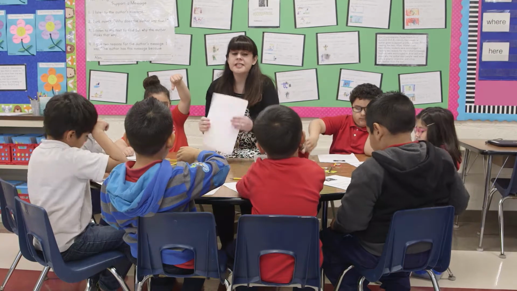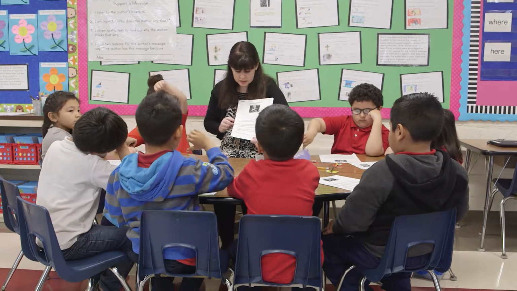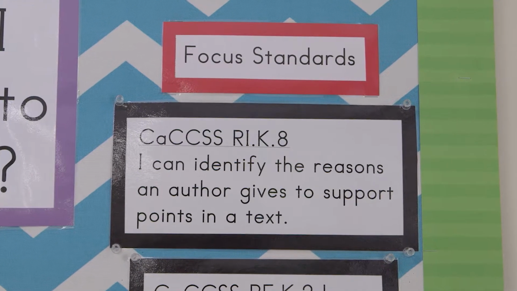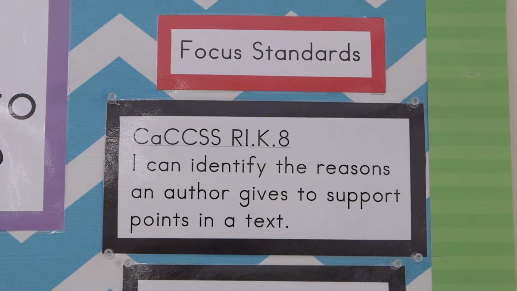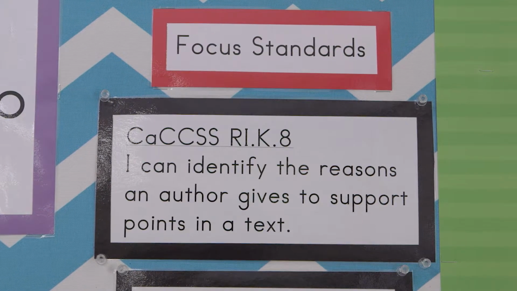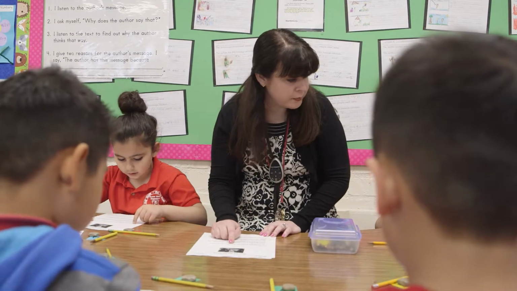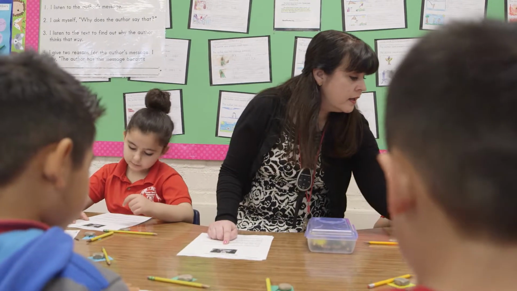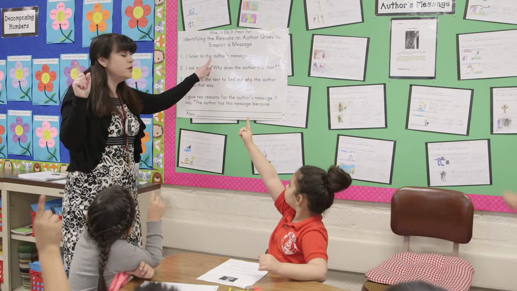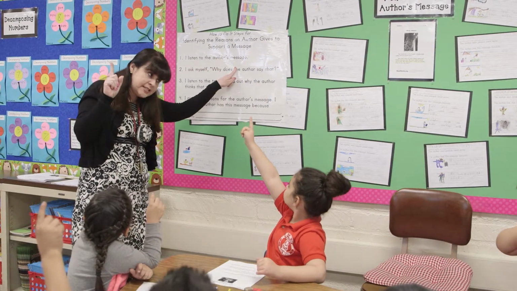Friends, today I gave a lesson on identifying reasons for an author's message. So the standard is RI.K.8: identify the reasons an author gives to support points in a text. And to help students to better understand what that's all about, we introduce author's message. I listen to the author's message.